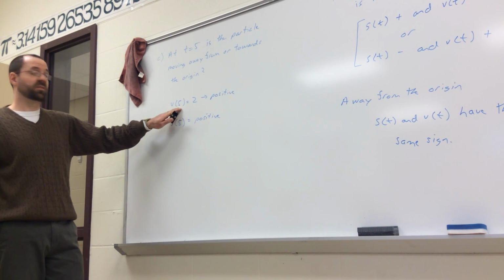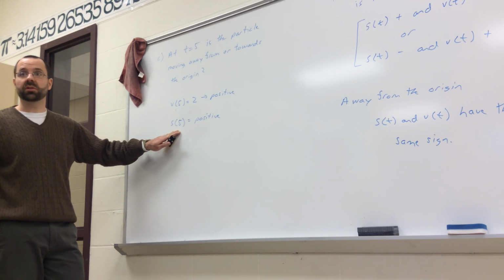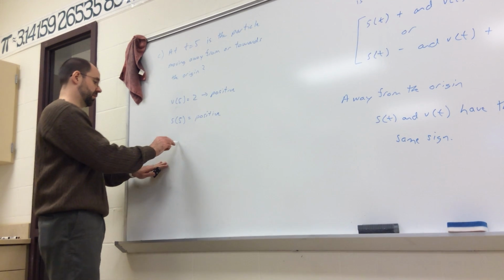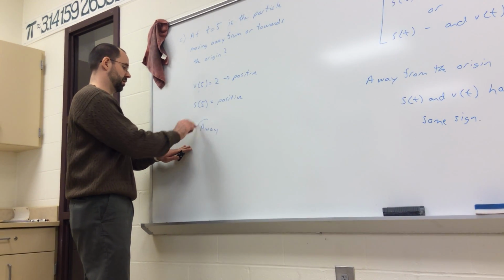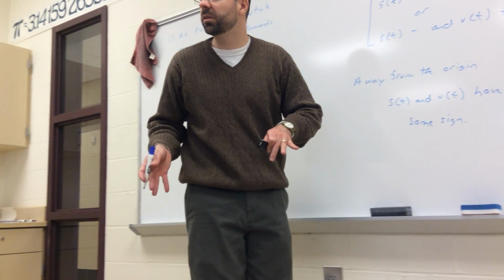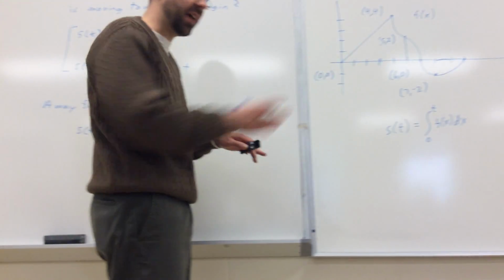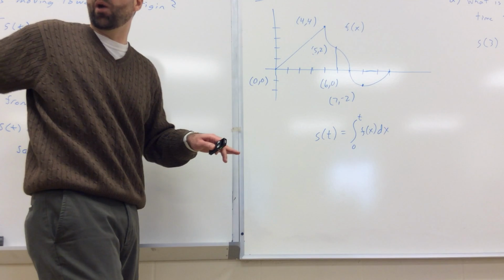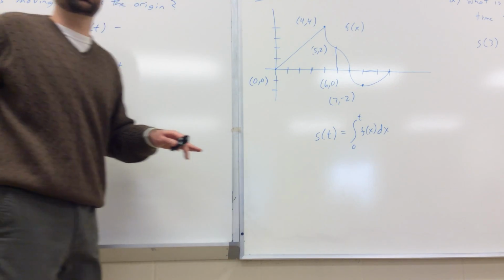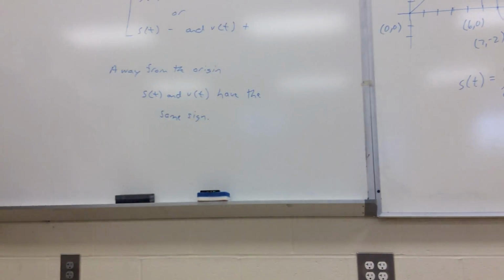So since V of 5 is positive and S of 5 is also positive, that means that it's moving away from the origin. In other words, here's the origin. The position is positive, and it's going that way. So it's moving away from the origin. Okay, one more part, and then we're finished for today.